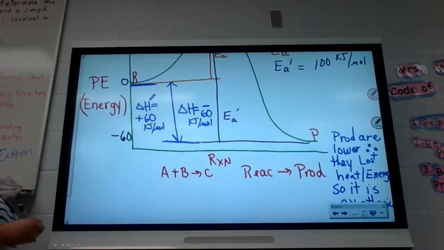Okay, so the delta H's are the same. The only difference is one's positive and the other one is negative. Will activation energy ever be the same number? No. Will activation energy ever be negative? No. The only thing that can be negative is enthalpy, or delta H.